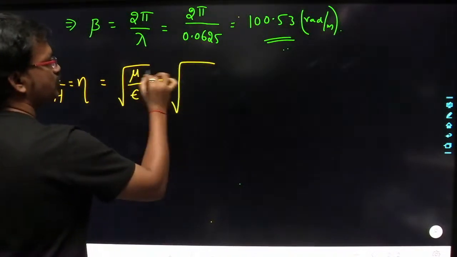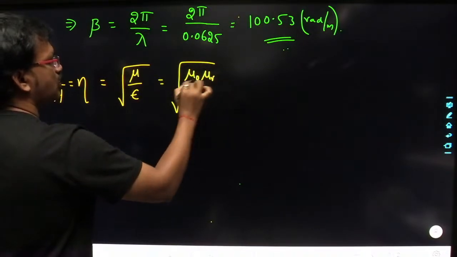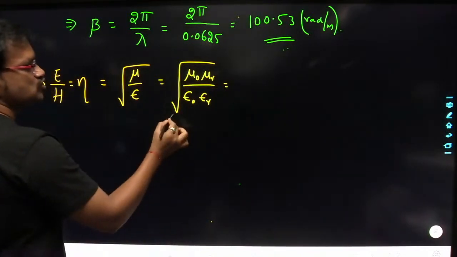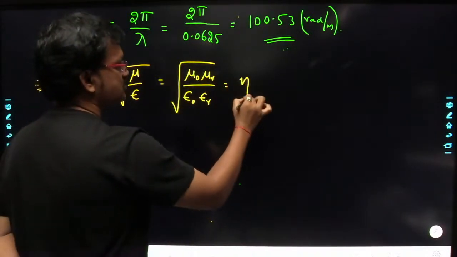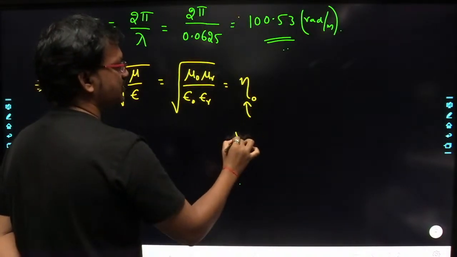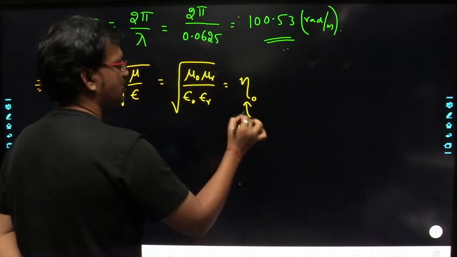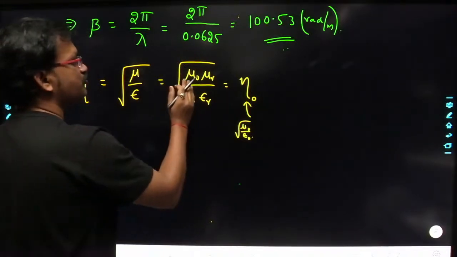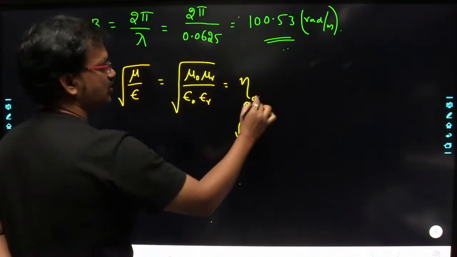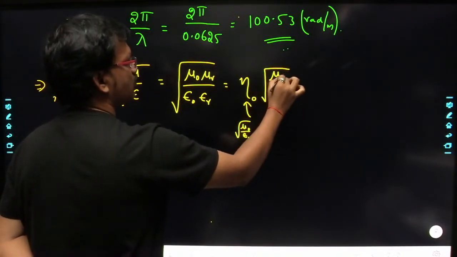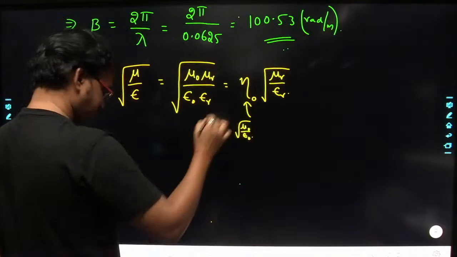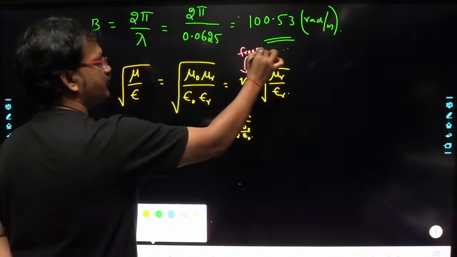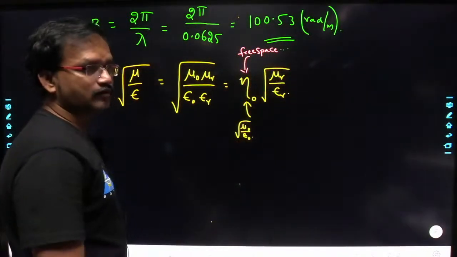I can write mu as mu naught into mu r, and epsilon as epsilon naught into epsilon r. Square root of mu naught by epsilon naught is nothing but eta naught, which represents the intrinsic impedance of free space, air medium or vacuum. What is left out is square root of mu r by epsilon r.